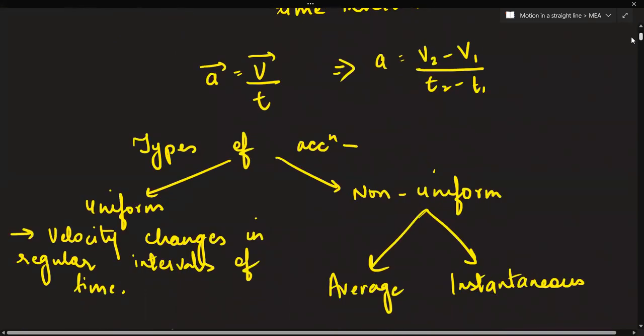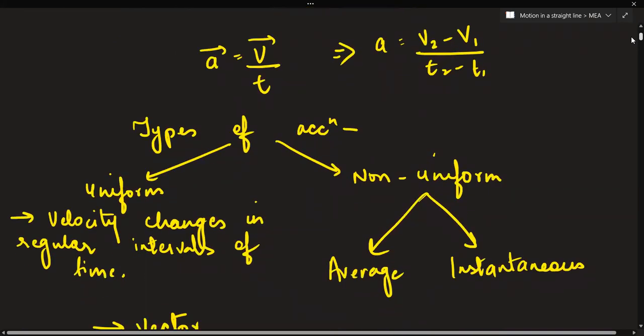They have exactly the same basis: uniform, non-uniform, average, and instantaneous. See, class, this pattern has not changed till right now. Uniform acceleration means the same amount of velocity is changing in a certain interval of time, whereas for non-uniform, the velocity changes by random amounts at random intervals of time.